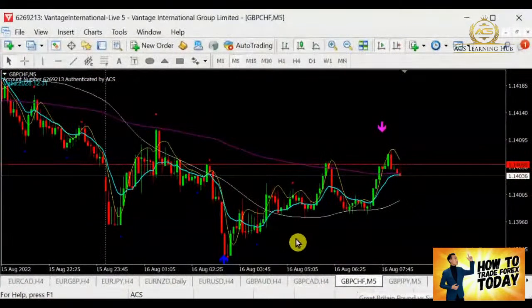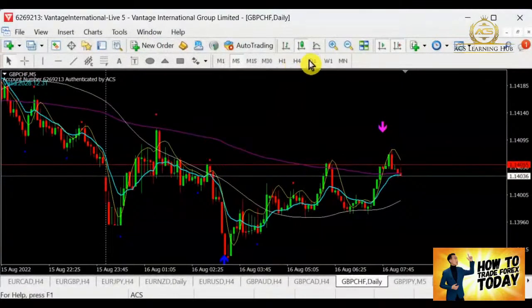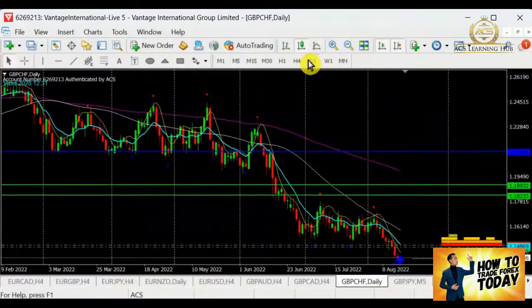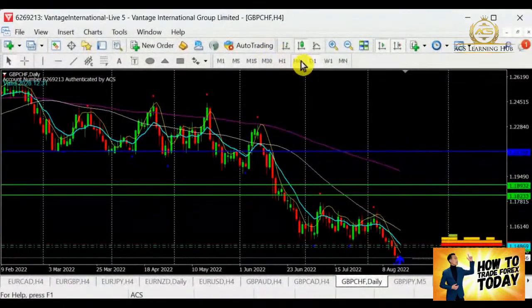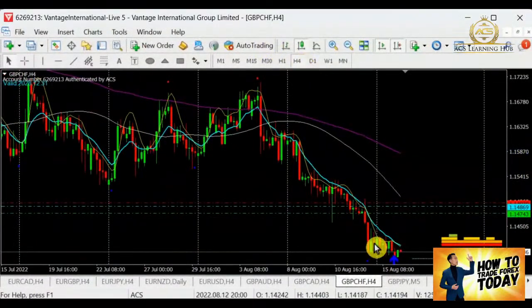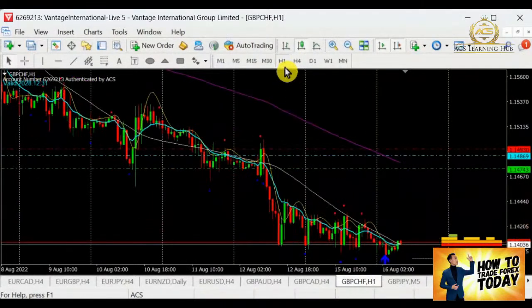All right, pound franc. Let's take a look at pound franc. Currently we are in the bear, so it breaks through this area. We are also hovering around this area. I would suggest let's give this a miss because it doesn't look very good.